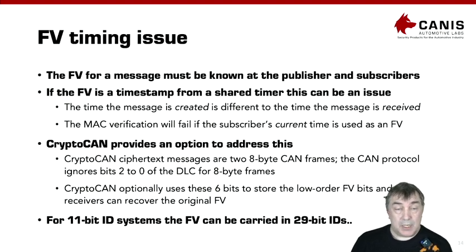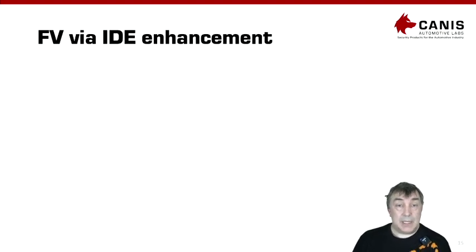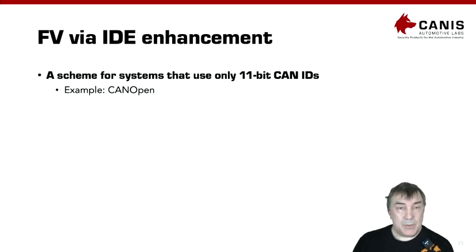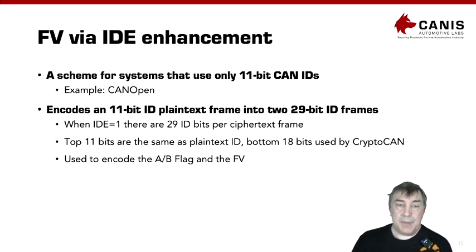And there's a similar little trick we can play that makes it easier to use the freshness value. If we have 11-bit CAN ID systems, we can actually use 29-bit ID frames to carry a freshness value. And we call this the ID enhancement. So it has to be an 11-bit CAN ID scheme, for example, CANopen. And we take an 11-bit ID plaintext frame and we create 2 29-bit ID frames. That means that there are 29 ID bits, and only 11 of them are needed to encode the original CAN plaintext frame. And so those bottom 18 bits on each pair are used by CryptoCAN. Some of that's used to encode whether it's frame A or B, and then the rest is used to encode a freshness value.